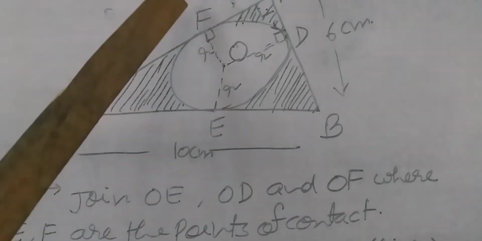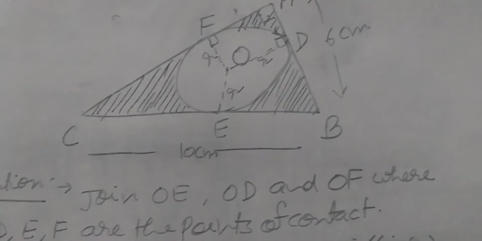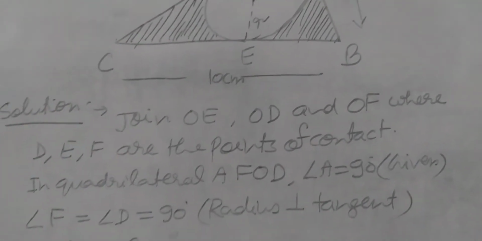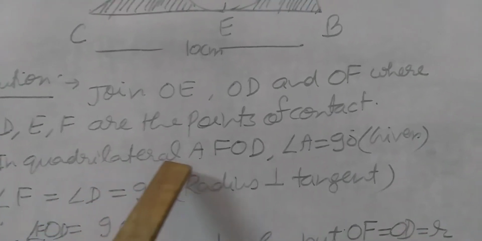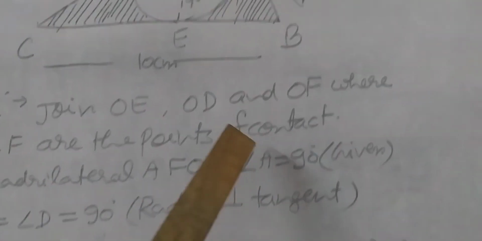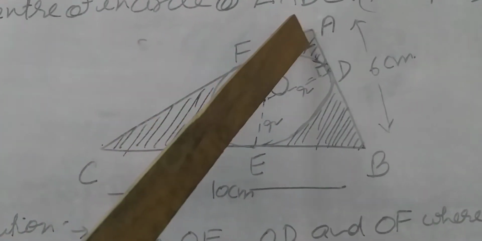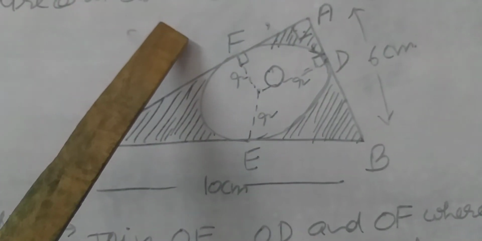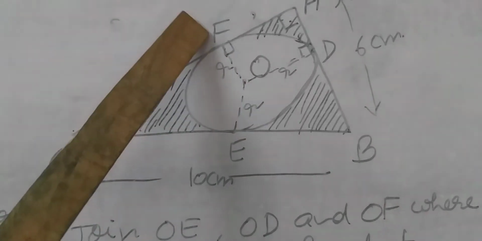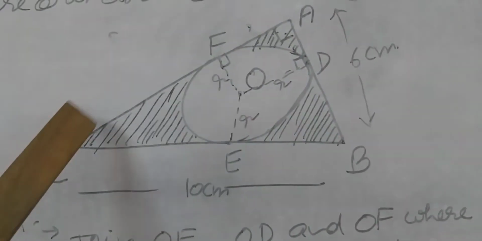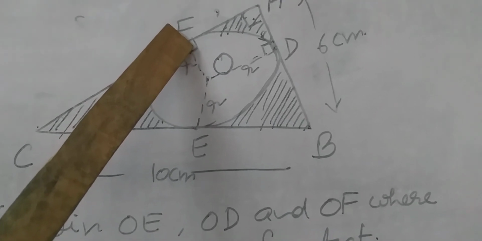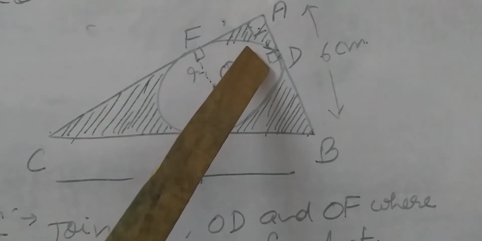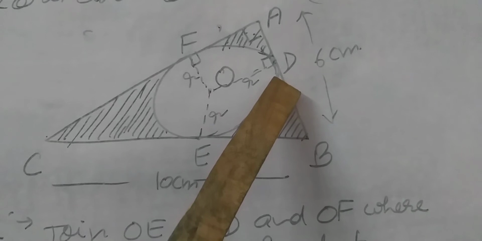D, E and F are the points of contact. So students, in quadrilateral AFOD, angle A is 90 degrees, given to us, and OF is the radius, AC is the tangent, so angle F is 90 degrees. Similarly, angle D is also 90 degrees.